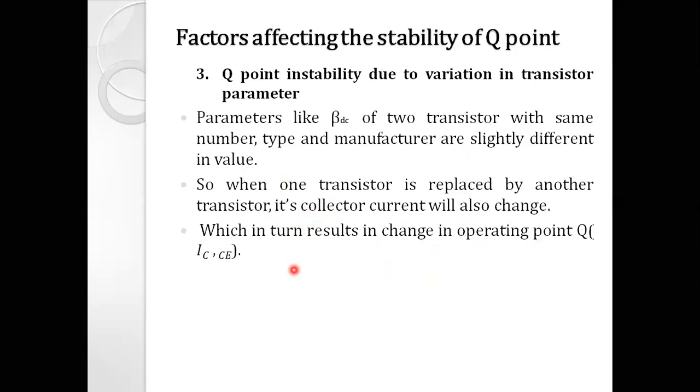Many times I spoke about these things in the lecture, that even if we manufacture millions of transistors in one day, in one batch, the characteristic of one transistor and the characteristic of another transistor do not match exactly. There is always a slight variation between the first transistor and the 10th transistor, or maybe the 100th, or maybe the 1000th transistor, right? And because of that, when one transistor is replaced by another, even if it is made in the same batch on the same day, we may face this location shifting of the operating point. So that also causes instability in the operating point.